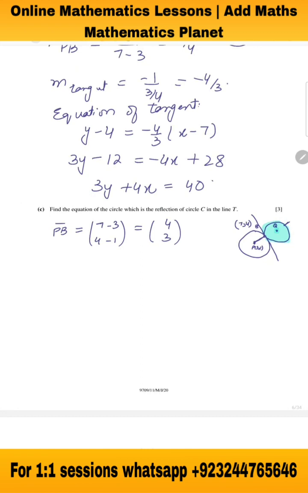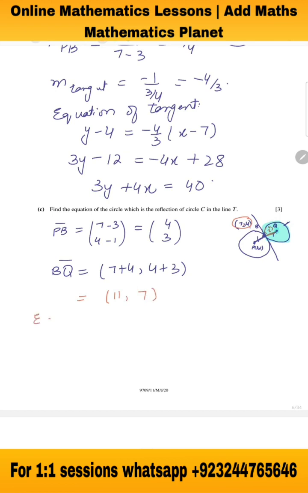So this distance and this distance would be same. If this is 4, 3, this would be 4, 3 again, and the point over here is 7, 4. So what is the distance between B and Q? The distance between B and Q would be equal to 7 plus 4, 4 plus 3. This is the distance of 4, 3, and 7, 4. So what we will get is 11, 7.